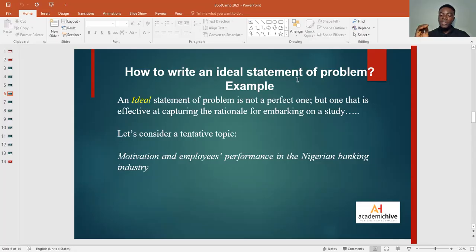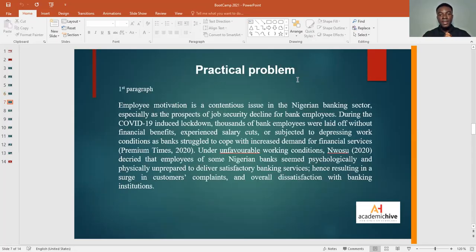So we'll start with the practical problem. The first paragraph of your statement of problem should naturally talk about a practical problem. As you can see here, it says employee motivation is a contentious issue in the Nigerian banking sector, especially as the prospects of job security decline for bank employees. This is a normal thing. It's a general problem. It's a problem that you can easily relate with.